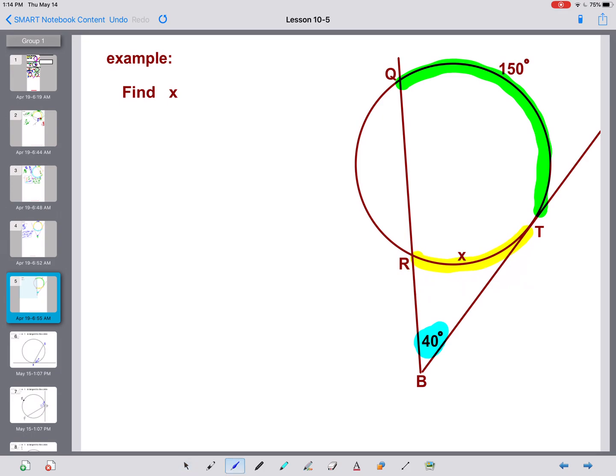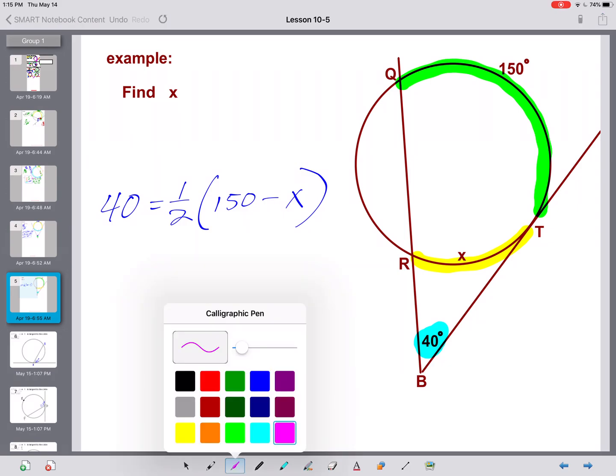Let's write it. Here we go. The angle, 40 degrees, equals 1/2 times the big arc. The big arc is 150, minus the small arc, which is x. Nice. Solve for x. It's algebra now. What are you going to do?